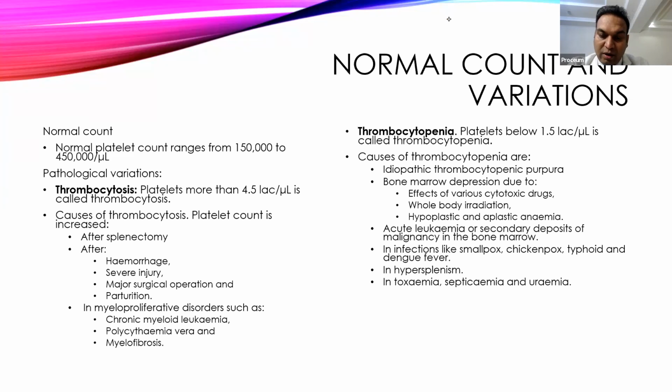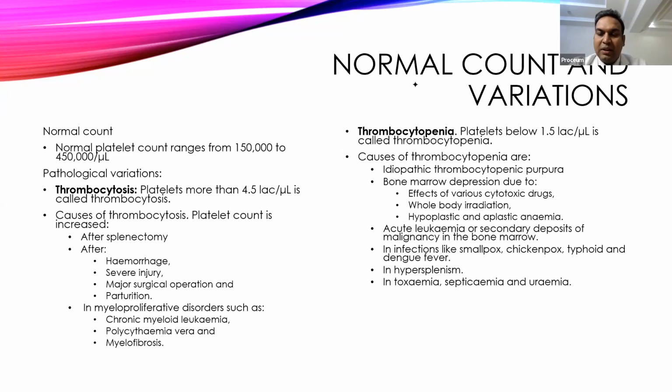Myeloproliferative disorders are the diseases where uncontrolled proliferation of the bone marrow occurs. Those conditions are called, for example, leukemias. So any malignant blood cancer, in layman's terms, we can call it a blood cancer. Okay.